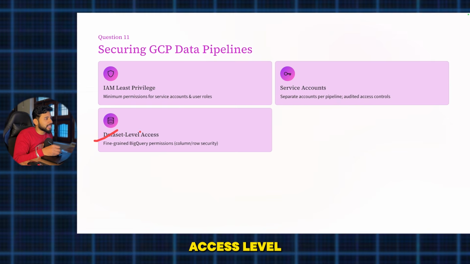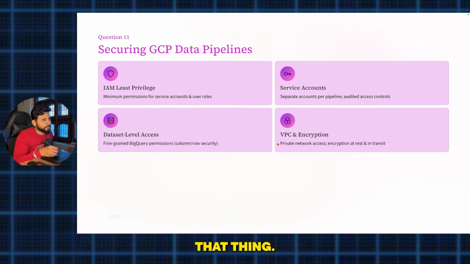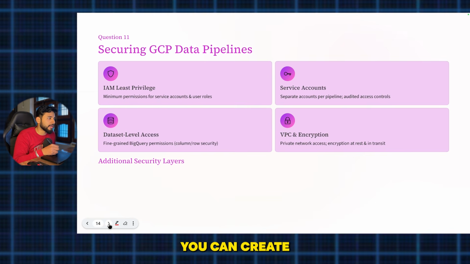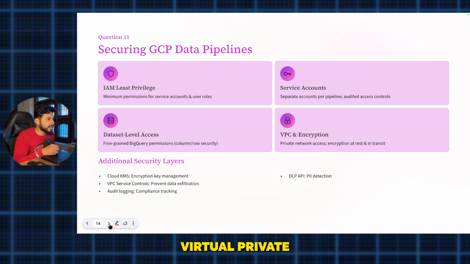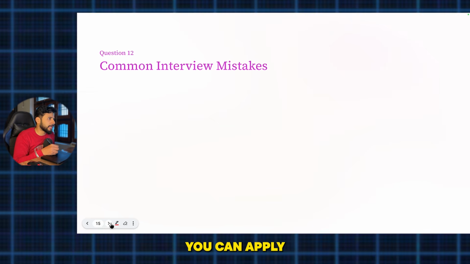Dataset access level, fine-grained BigQuery permissions, row level security, column level security, all those kinds of things can be done on BigQuery directly. It is a data warehouse, right? On all the data warehouses you can do that. VPC and encryption, you can encrypt the data. That is also very important. Or you can create virtual private connections. An additional security layer can be there. Different kinds of virtual private networks, audit logging, these kinds of things you can apply.